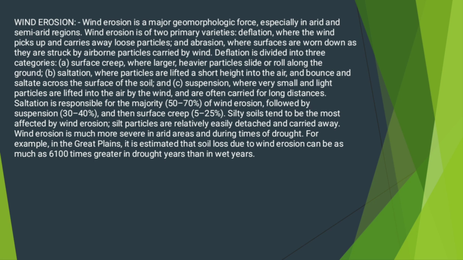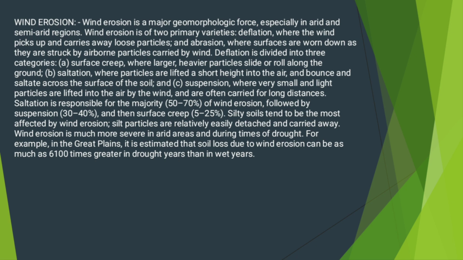Wind erosion is a major geomorphologic force, especially in arid and semi-arid regions. We can say wind erosion is of two primary varieties. The first is deflation. Deflation is where the wind picks up and carries away loose particles. And abrasion. Abrasion is where surfaces are worn down as they are struck by airborne particles carried by wind. We can say deflation is divided into three categories.